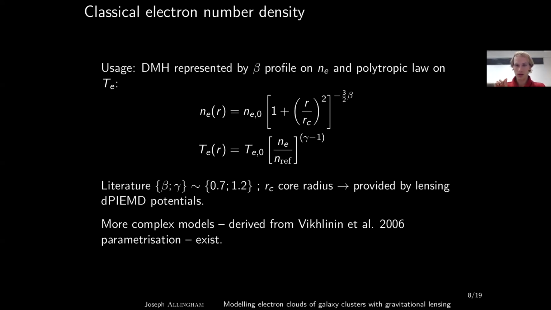What we want to do now is to use the core radius we found in our lensing analysis and put that in the electron density. We would need a temperature normalization, which is given by the X-ray analysis. So it's not fully lensing yet. And also an electron normalization, which we will come back onto. We will also keep for the moment gamma as a constant, but try to optimize the beta index.